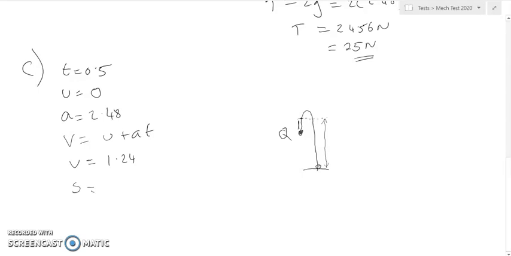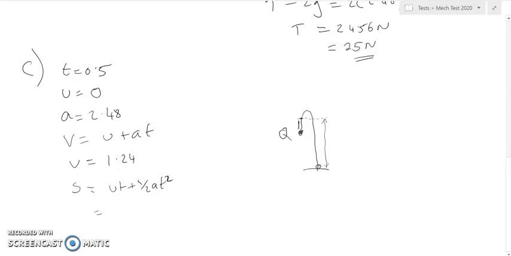Which equation? You've got 4 choices here. Whichever one you want to choose. I'm going to use s equals ut plus half at squared. I choose to avoid using v, just in case I've made an error calculating v. I've got the u and the t and a from before. So s equals ut plus a half at squared.